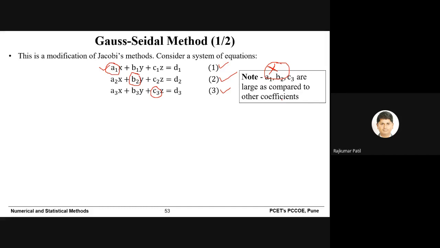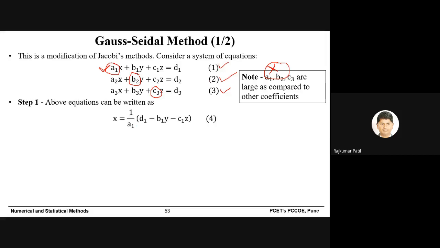So equation 1 will be the equation in which a1 is greater than b1 and c1. Equation 2 will have b2 higher than a2 and c2, and in equation number 3, c3 will be higher than a3 and b3. This is an important rule.